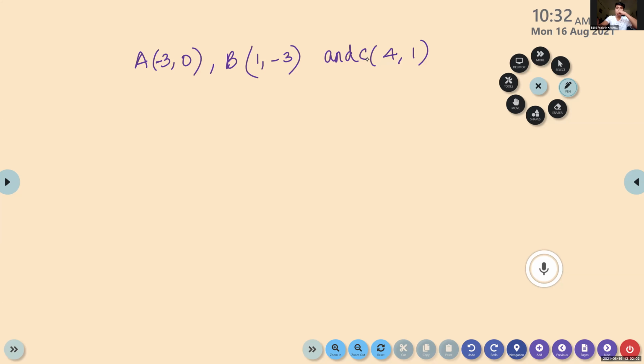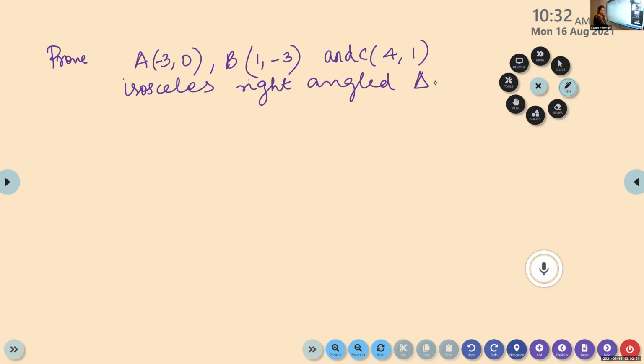Can you repeat the question? Prove that these points are the vertices of an isosceles right angled triangle. Find the area of the triangle.